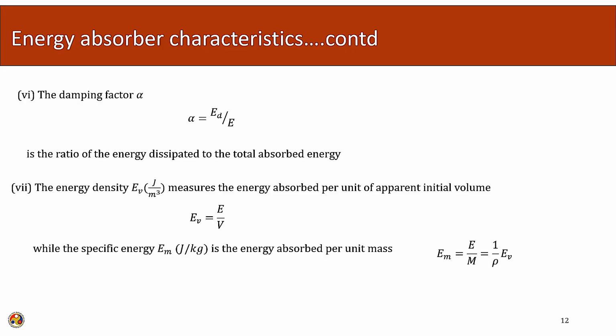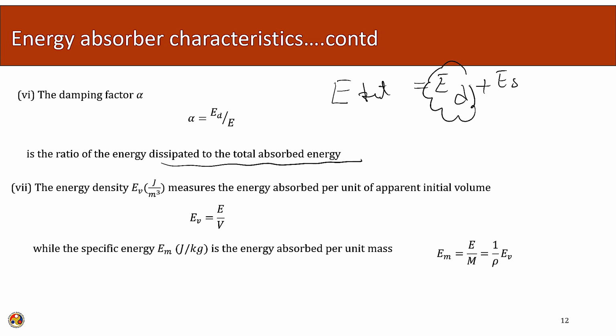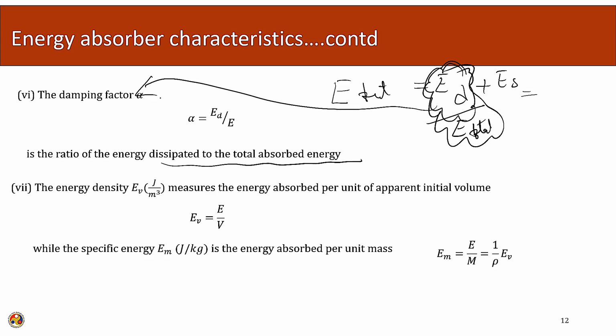The next factor to define is the damping factor alpha. Damping factor is the ratio of the energy dissipated to the total energy absorbed. So, let us say E is the total energy, and it is divided into 2 parts, dissipated plus stored. The damping factor is the ratio of ED divided by E total. So, the absorbed energy gives us a sense of the damping factor.